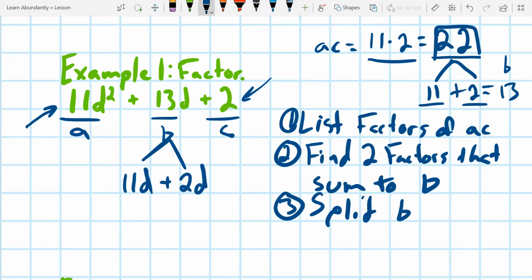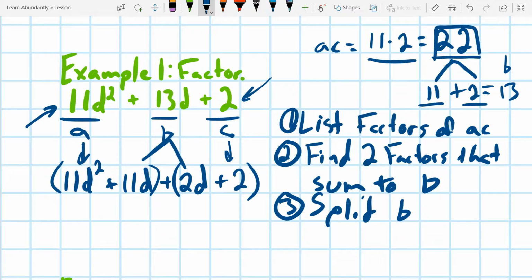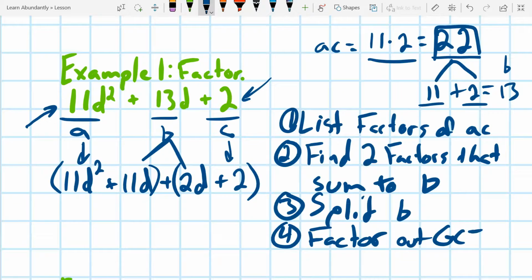It's equal to the same thing. 11 plus 2 is still 13. And then I'm going to bring down everything else. So I'm going to bring down the C, and I have plus 2. I'm going to bring down that part, and I have 11D squared. Now when I look at this, it's no longer a trinomial. Notice I got four things. So I'm going to do something a little different. I'm just going to try to factor out the greatest common factor, not of the whole thing, but rather of the first part and the second part. So I'm going to write that down as our fourth step, factor out GCFs.